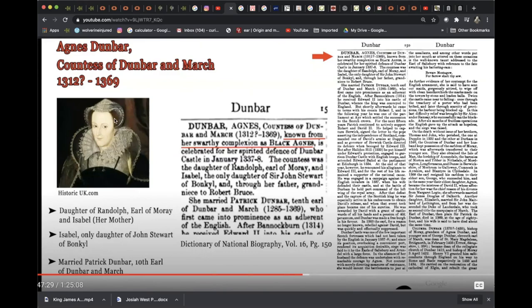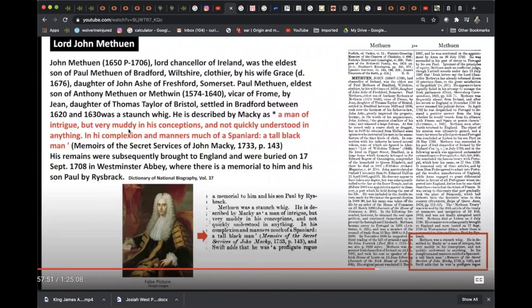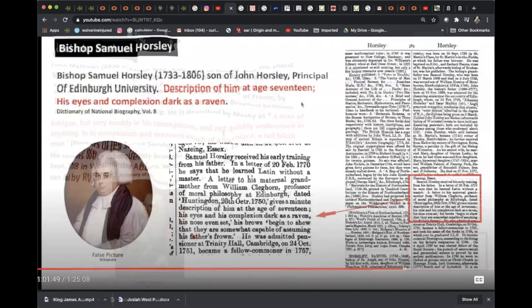And this right here is Sir John Methuen, Lord Chancellor of Ireland, the eldest son of Paul Methuen of Bradford, Wiltshire, clothier, by his wife Grace. It says here, a man of intrigue, but very muddy in his conceptions, and not quickly understood in anything, in his complexion and manners much of a Spaniard. Just like a Spaniard, what? A tall black man, because he looked like a Spaniard, because the Spaniards were so-called black. This is from the National Biography again, and we already got that primary source from 1733 to verify. This is another source verifying it, and we got another one right here.